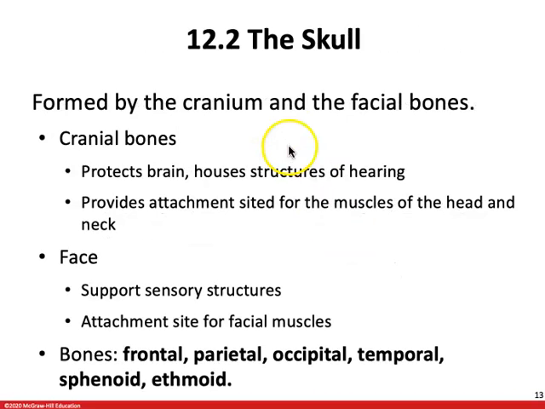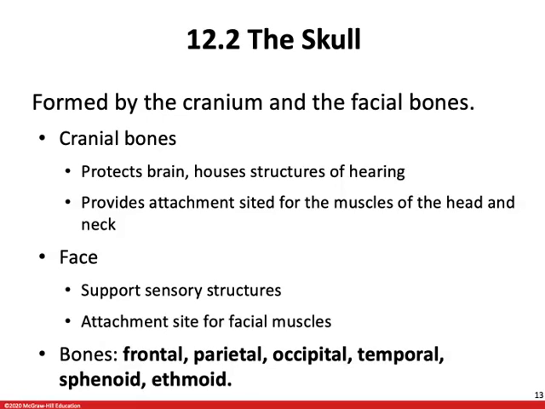Now, the skull itself is going to be formed by the cranium and the facial bones. The cranial bones, that'll be the cranium, that is formed from 8 or sometimes more flat bones. This is going to be responsible for protecting the brain, housing the structures of hearing, and providing an attachment site for muscles of the head and the neck. In adults, this is going to be made out of 8 bones.